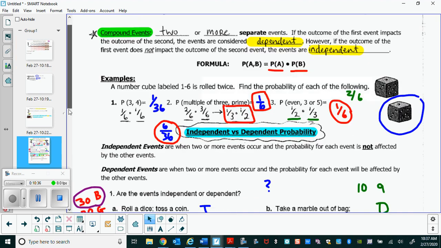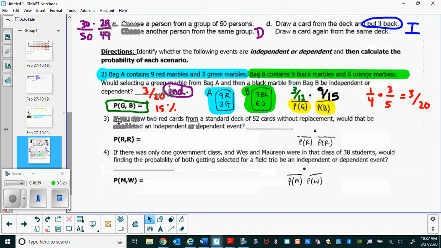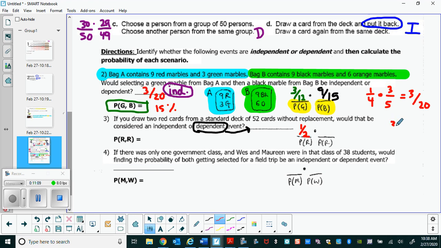And now let's go back to this question here. So if you draw 2 red cards from a standard deck of 52 without replacement, would that be considered independent or dependent? So because it says without replacement, we're not going to put the card back in, and that automatically makes this dependent if you want to write that right here in the blank. These are going to be dependent. Now, the probability of us selecting a red, let's actually calculate it. There's half the deck is red. We know half the deck is red. And that's going to be then, that would be 26 out of the 52.